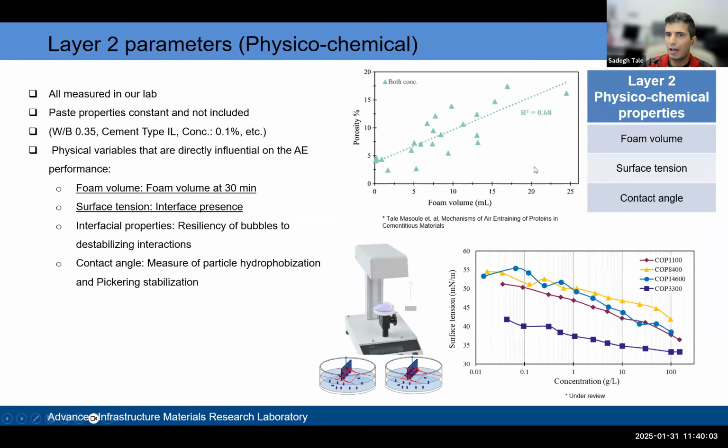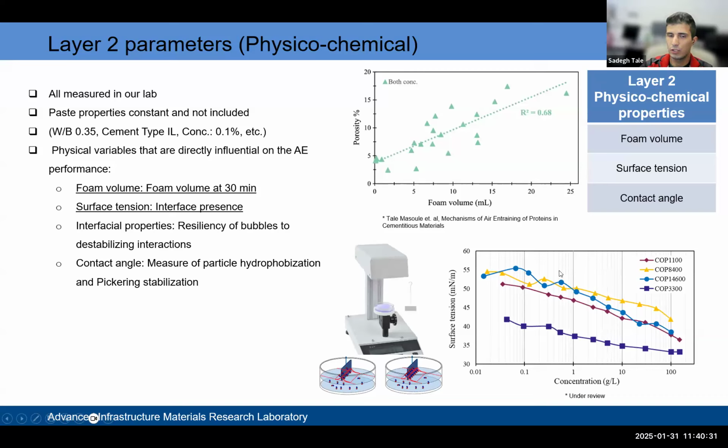On the second layer, we have the physicochemical properties, things like foam volume. When I say foam volume, I mean both the initial foaming capacity and foaming stability. So how much foam they can make and what is the stability over time. So if we have a chemical that makes a lot of foam and then all of those foams disappear in 2 seconds, that's not generally a good foaming agent. So both of those parameters are important.